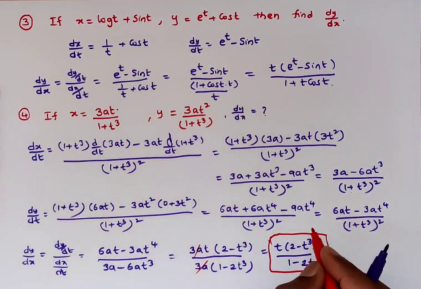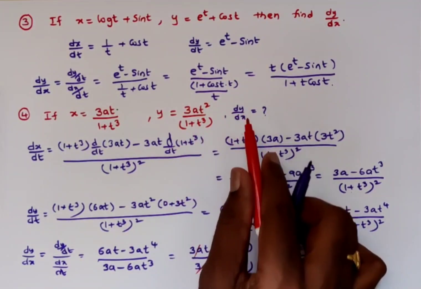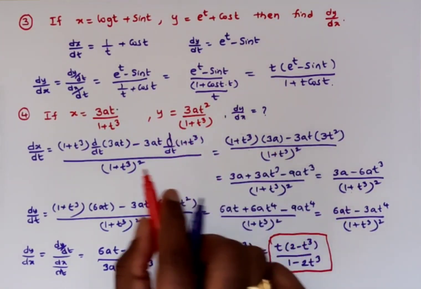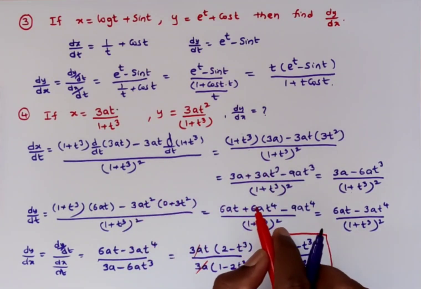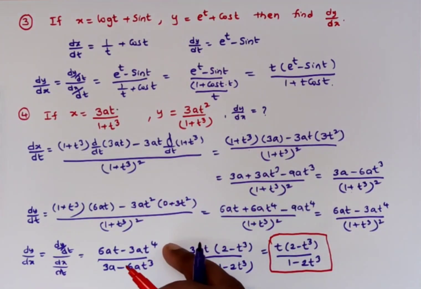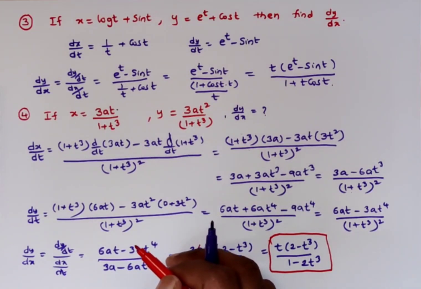So, a clear observation: to find dy by dx for this type of functions, evaluate the derivative of x with respect to t and the derivative of y with respect to t, and replace. So we will get it like this.